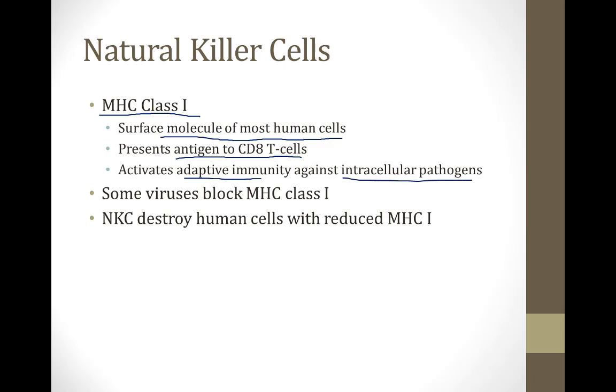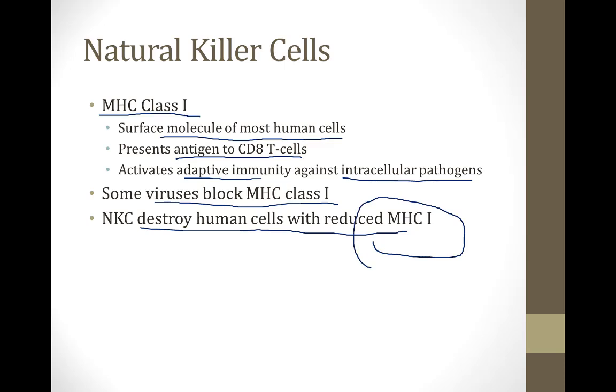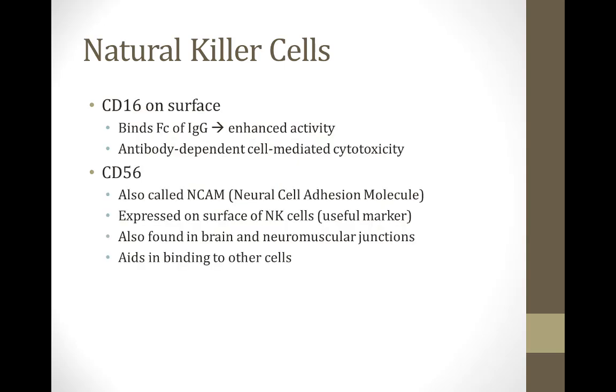Unfortunately, some viruses have evolved mechanisms to block MHC from getting to the surface of cells. So one function of natural killer cells is to destroy any human cell that does not have MHC class I. If MHC class I is missing, the natural killer cell thinks it must be infected with a virus, and it destroys that cell. And this is a very important way we protect ourselves against some viruses that can block class I expression.